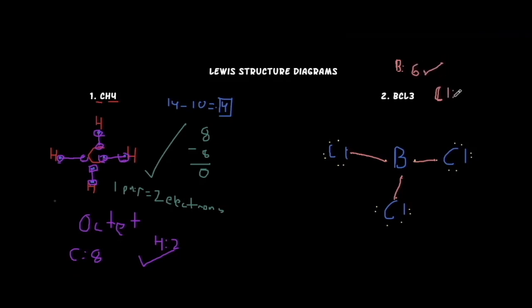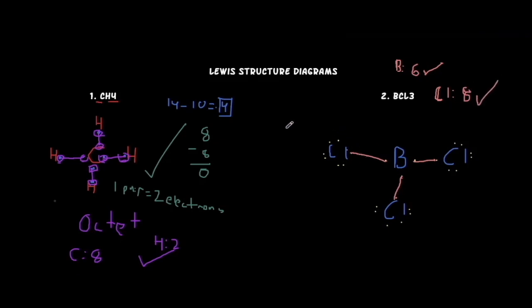Now let's check chlorine. So chlorine has 1, 2, 3, 4, 5, 6. And then here there's a pair which we know equals 2 electrons, and 6 plus 2 is 8. And it is the same if you count it up for the other 2 atoms of chlorine. So chlorine also passes the check.